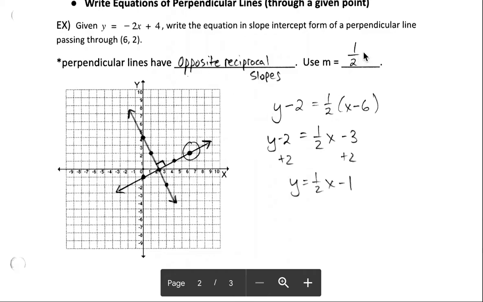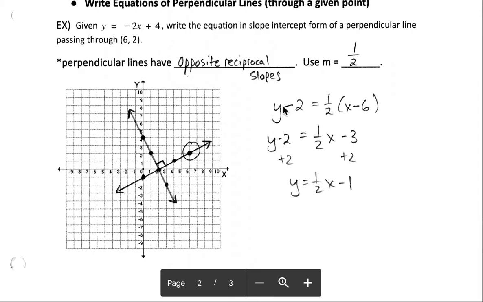So our new slope is going to be 1 over 2, the opposite reciprocal of negative 2. We have a point that we want to use, and now we have a slope. We're ready for point-slope form. So y minus the y value equals our slope, and in parentheses, x minus the x value. So there's our equation in point-slope form.